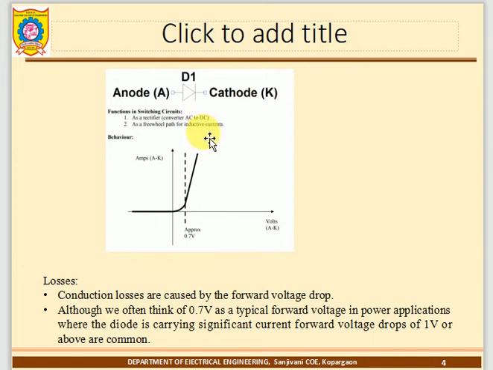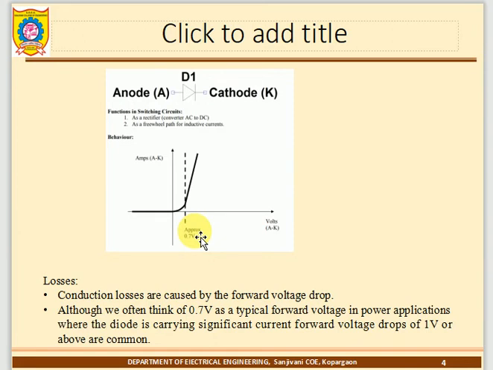Here it is showing a characteristics diagram. What is the characteristics diagram? I versus V, the VI characteristics. What about the VI characteristics? You can see it starts from 0 and slowly increases: 0.1, 0.2, 0.3, up to 0.7. From 0 to 0.7 is the voltage drop region. The diode is not conducting.